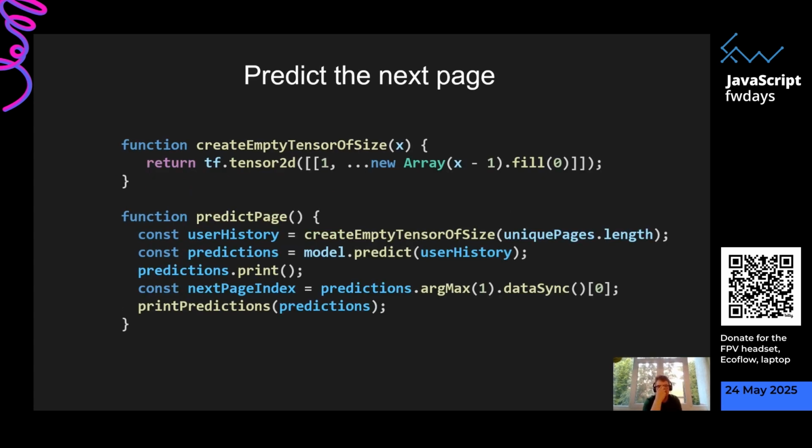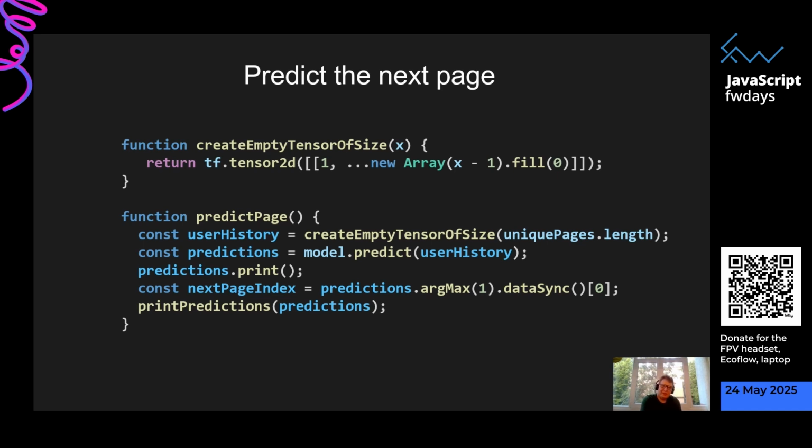So how do I predict the next page now? Well, I'm going to convert my user history into an array, into a tensor basically. So I'm going to use tf.tensor2d. Tensor2d means an array transformed into a tensor. You see here. And then I'm going to predict the page. How? I'm going to call user history, create an empty tensor. I'm going to create that empty one. And then I'm going to predict based on the user history.